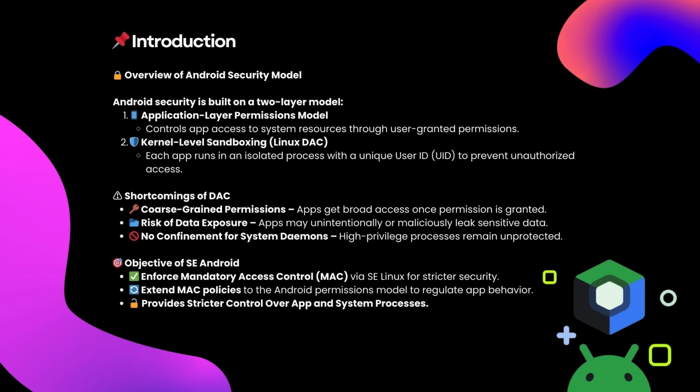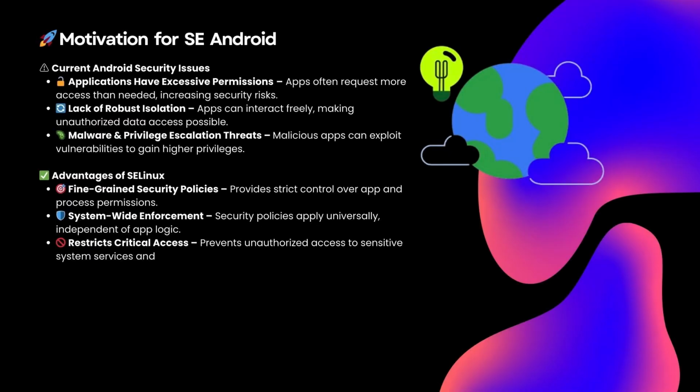Now that we understand the weaknesses of Android's previous security model, let's talk about the motivation behind creating SE Android. Before SE Android, Android faced some major security concerns. Let's break them down. You've probably noticed that many apps ask for permissions that seem unnecessary for their function. For example, a flashlight app asking for access to your contacts or location. These permissions give apps excessive control over your system and data, opening up security risks.